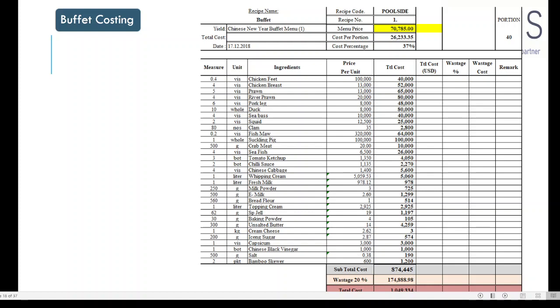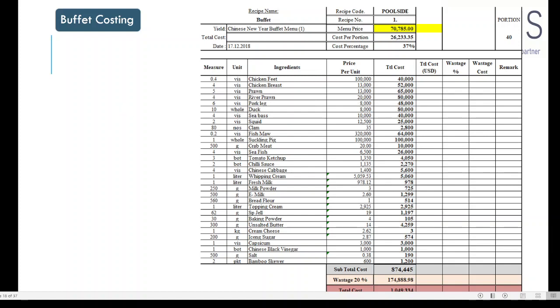So either way, both ways lead to the same situation where you know the total cost of the buffet, right? And you add the percent, you add the wastage, so you get a total cost, and then based on the total cost you are going to get the cost per portion, right? And then based on that you can decide the menu price, and then you will be able to get the cost percentage. Now this is important here, to factor in the yield again.